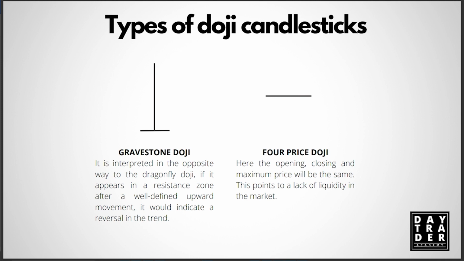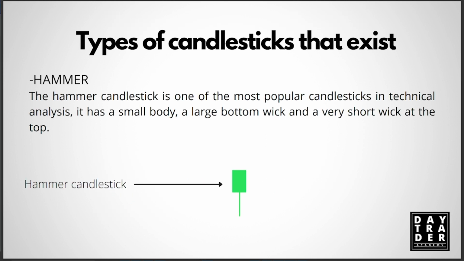Now it is time to know other types of candlestick that exist in trading. So are you ready to start? First, the hammer candlestick. A hammer is a price pattern in candlestick charting that occurs when a security trades significantly lower than its opening, but recovers within the period to close near the opening price.